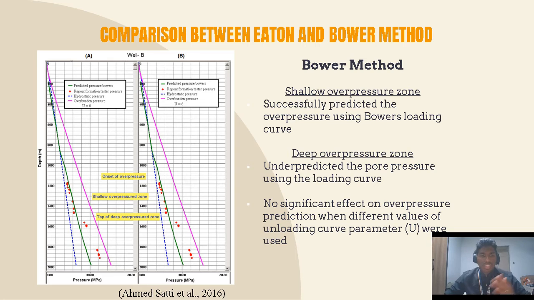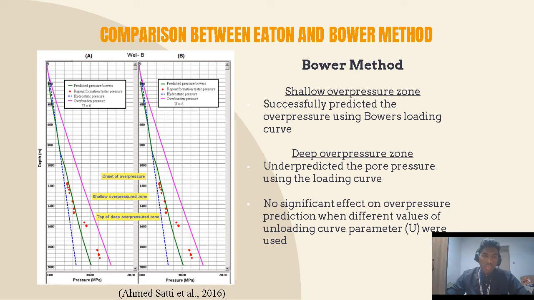So as you can see in the figure, in A, that was the original one, where they used the unloading curve parameter, which is symbolized by U. As you can see, it was able to predict the shallow overpressure zone pretty well, but it underpredicted the deep overpressure zone. So by changing the parameter, and you can see in B, which was the change in parameter, you can still see that the change in parameter still causes the deep overpressure zone to be underpredicted.